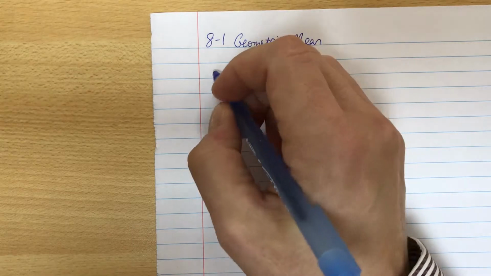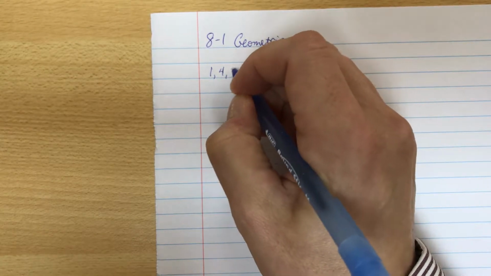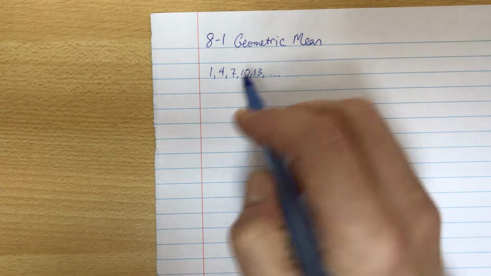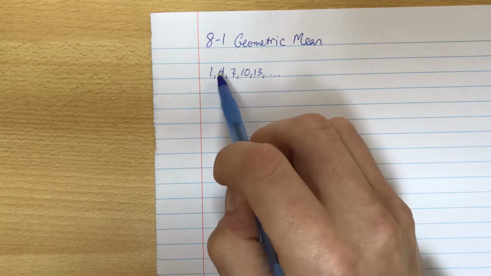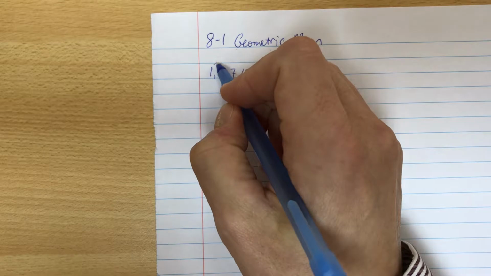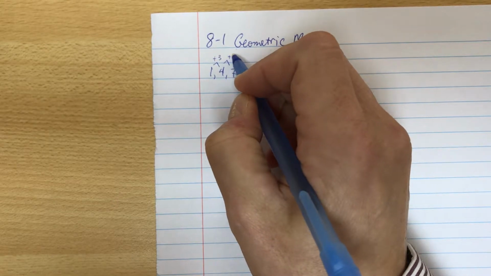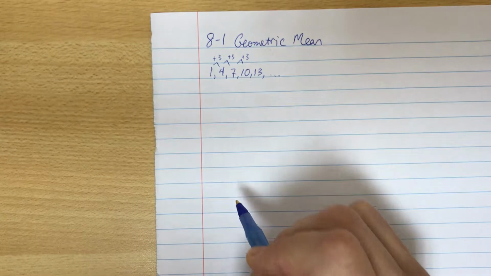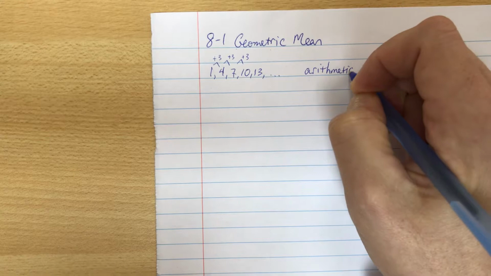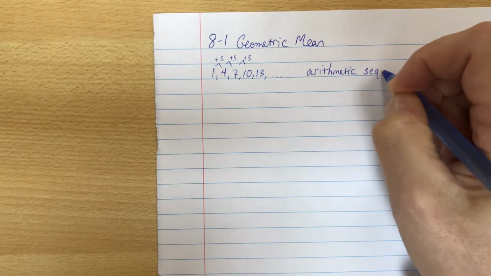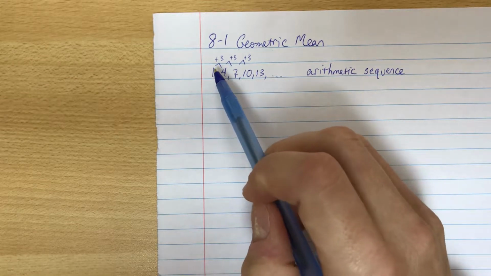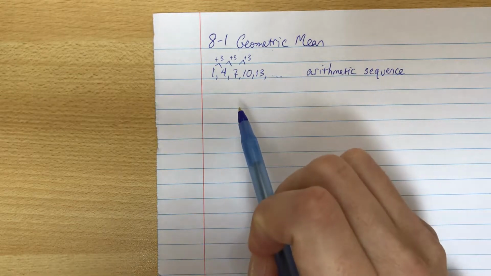If I gave you a pattern here, 1, 4, 7, 10, 13, you would look at that and say the pattern is that each time you're adding 3. To get from 1 to 4, you add 3. To get from 4 to 7, add 3. 7 to 10, add 3, and so on. This is called an arithmetic sequence. It means you're adding a common value. And it could be subtraction. You could go minus, minus to create a different pattern.